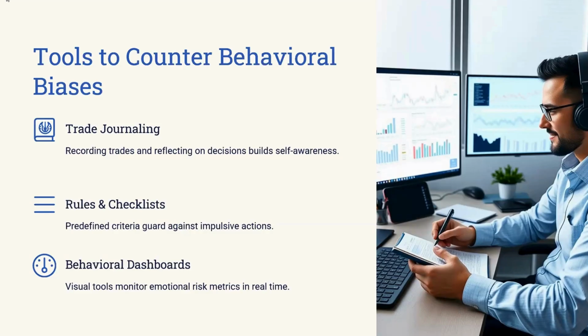And the fourth one is a behavioral dashboard. Behavioral dashboards are visual tools that monitor emotional risk metrics in real time. They can help investors identify where their emotions might be influencing their decisions. For example, a trading platform might display a fear index based on market sentiment, or a personal dashboard might track how often an investor deviates from their preset rules. If the dashboard shows high emotional risk, the investor knows to pause before making a decision. Next slide.